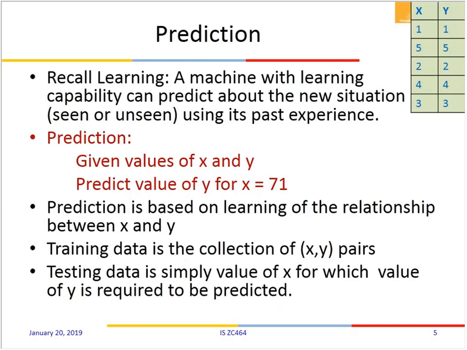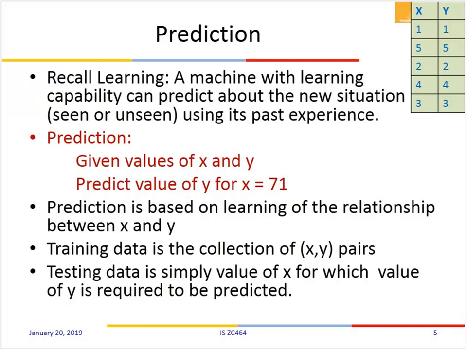So now we are moving ahead. When you recall learning, a machine with learning capability can predict about the new situation, seen or unseen, using its past experience. So what is the past experience? It was seen, observed, maybe by human or by machine, that whenever this x value was 1, we observed that the y value was 1. That is the past experience.